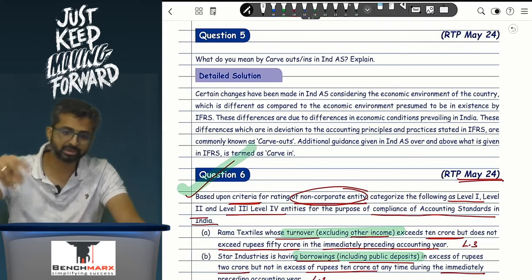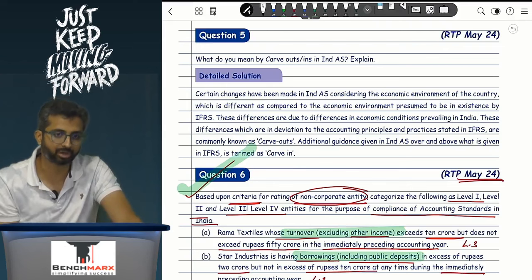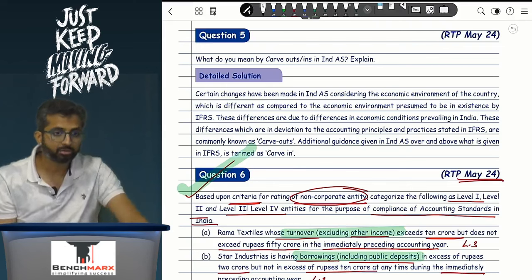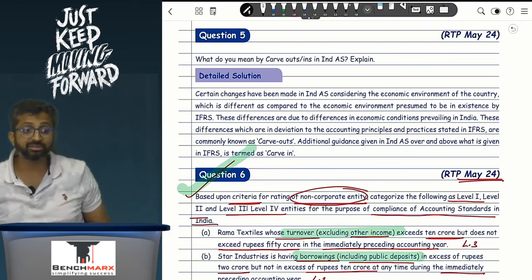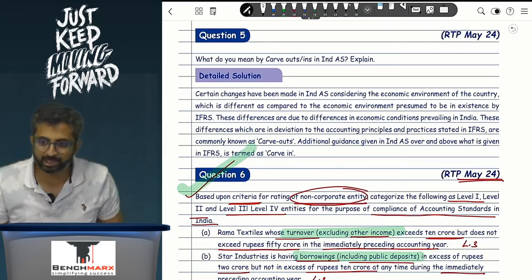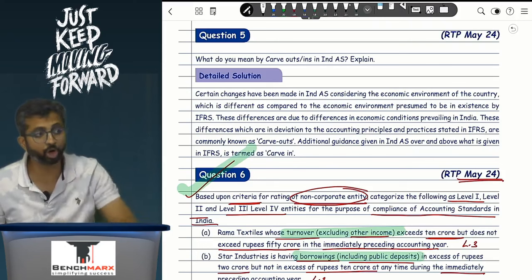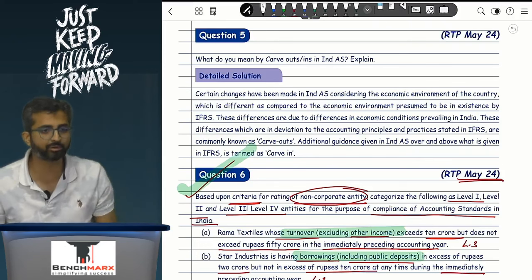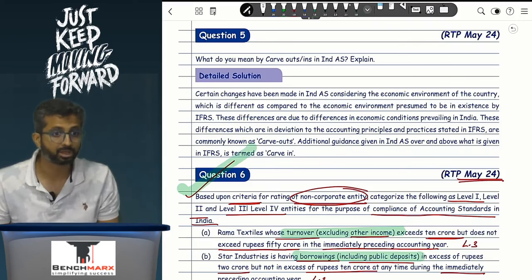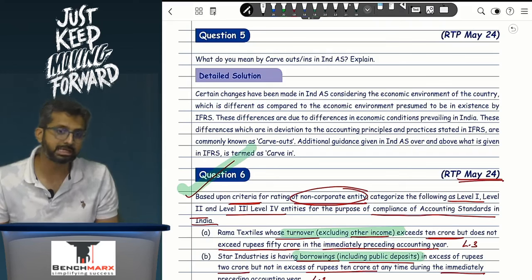IFRS says that profit should go to the profit and loss account. We beg to differ. We say, no, this is a profit on purchase. Samajhte? In CA Foundation, 11, 12, whenever you have recorded profits, tell me one instance where you have recorded profits on purchase. You have always recorded profit on sale.